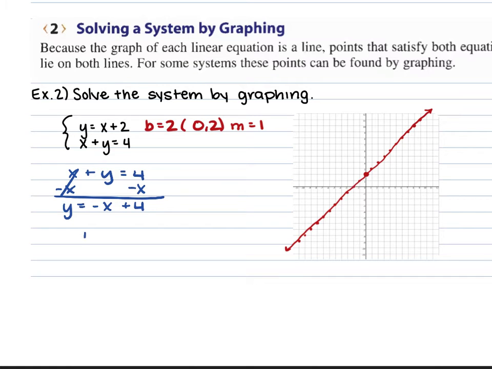With this one, we have a y-intercept, or a b value, of 4, which gives us that ordered pair (0, 4). So that's going to be here. And we have a slope of -1. So we're going to go down 1, to the right 1. Down and to the right, down and to the right.